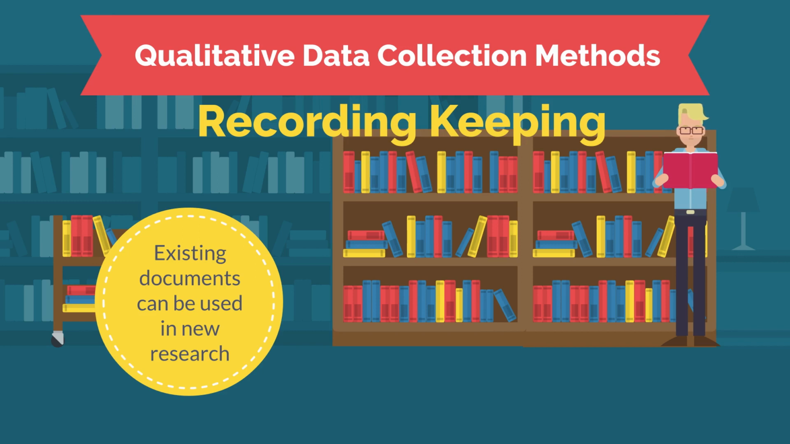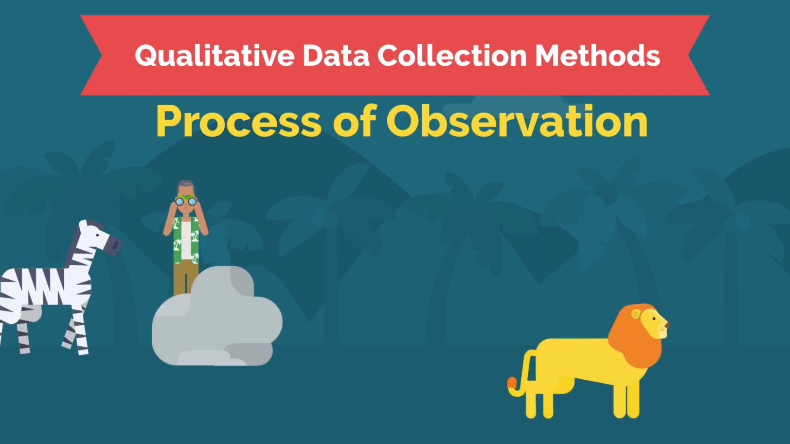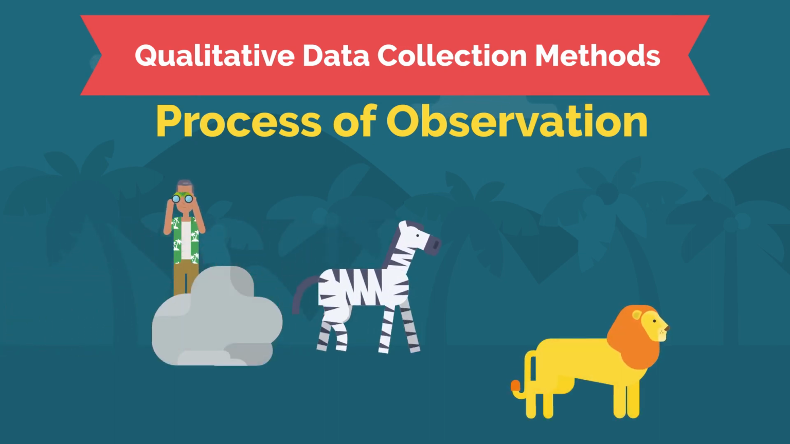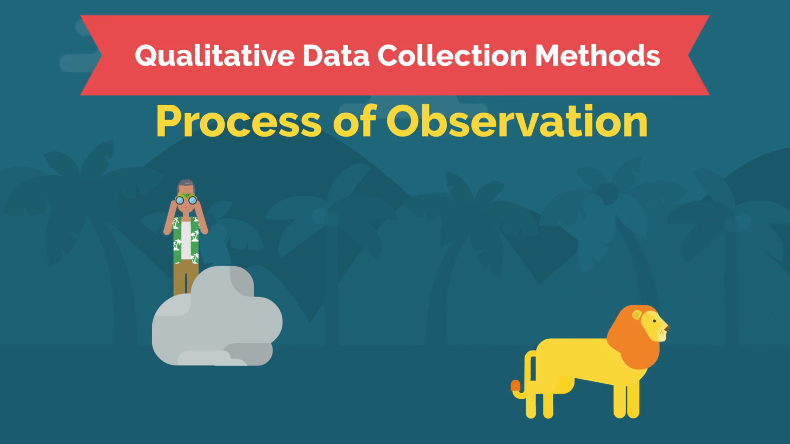Process of observation. In this qualitative data collection method, the researcher immerses themselves in the setting where the respondents are and keeps a keen eye on the participants and takes down notes. This is known as the process of observation. Besides taking notes, other documentation methods such as video and audio recording, photography, and other similar methods may be used.